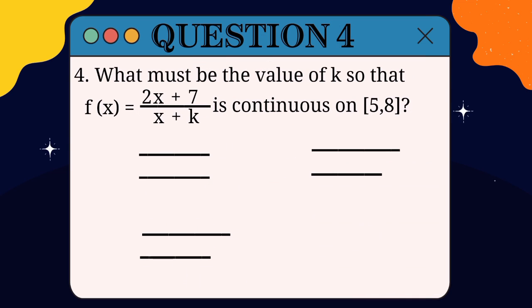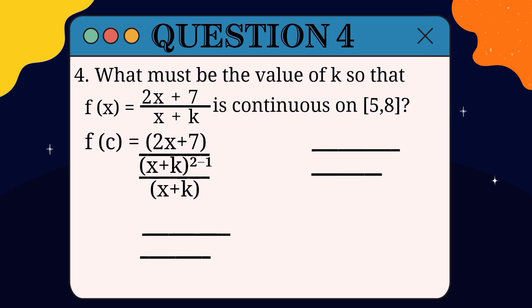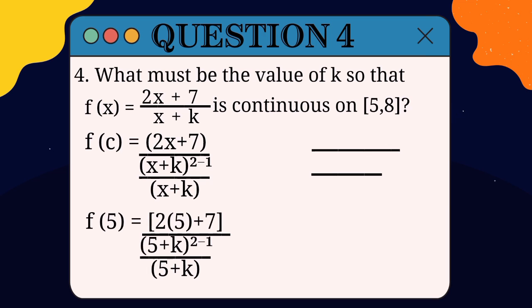To find the value of k that makes the function f of c equal to 2x plus 7 over x plus k continuous on the interval from 5 to 8. First, find the derivative of the given function using the quotient rule. Derivative of c is equal to 2x plus 7 over x plus 7 squared minus 1 over x plus k. Evaluate the derivative at the endpoints of the interval from 5 to 8.